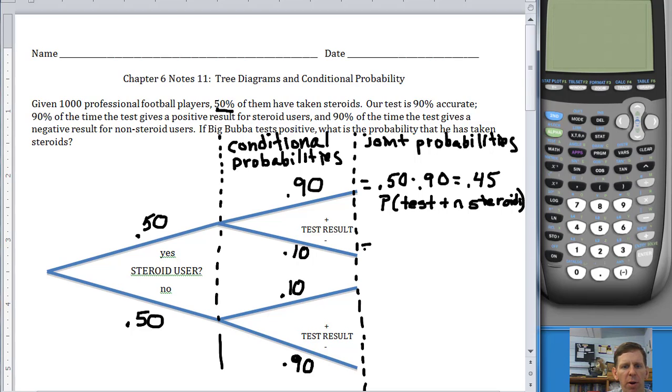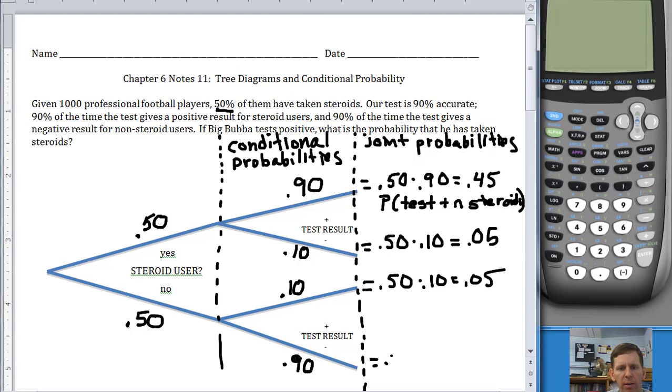Now you can calculate the other probabilities the same way, and it's important that you show this work. It's a step a lot of kids leave out. But if you multiply 0.5 times 0.1, you're going to get 0.05. That's the probability that somebody is taking steroids and gets a negative test result. You could also figure out these other probabilities. We're going to get the same results here. 0.5 times 0.10 is 0.05, and 0.50 times 0.90 is 0.45 again.